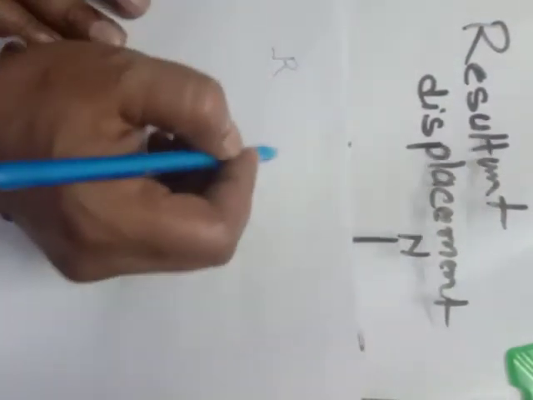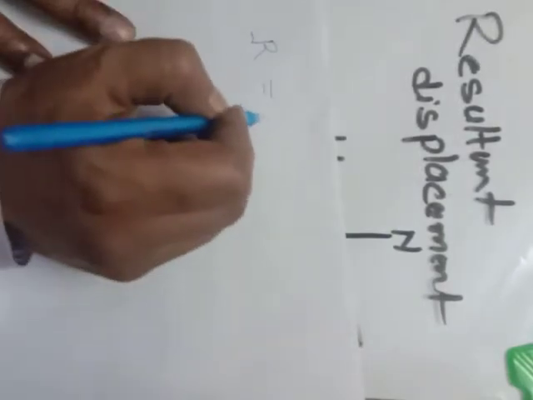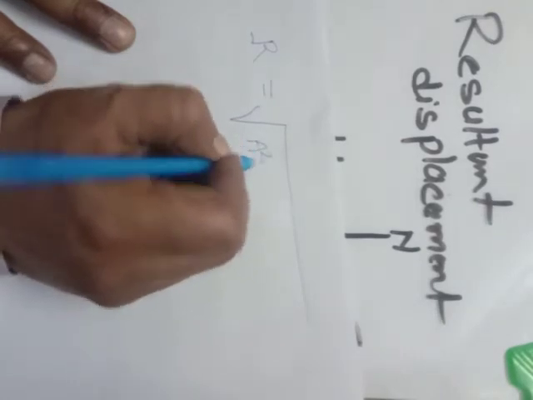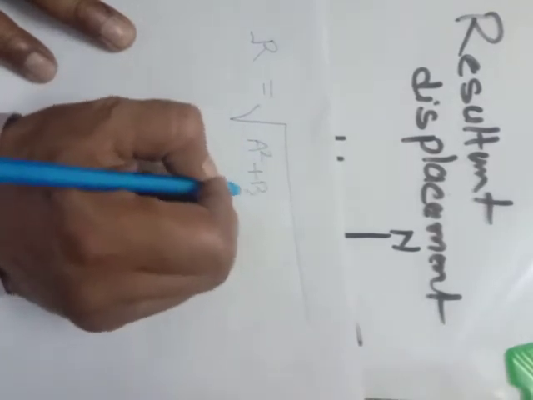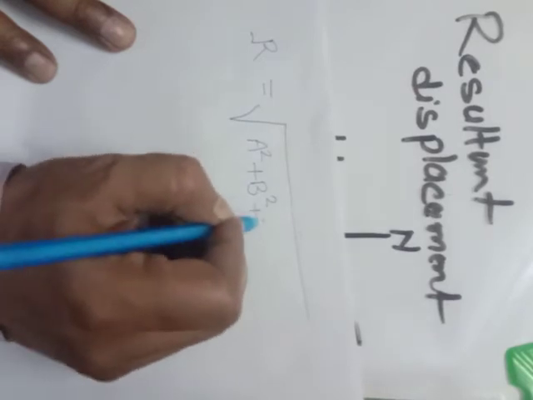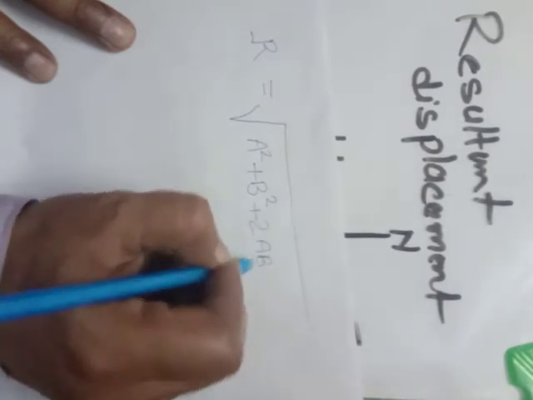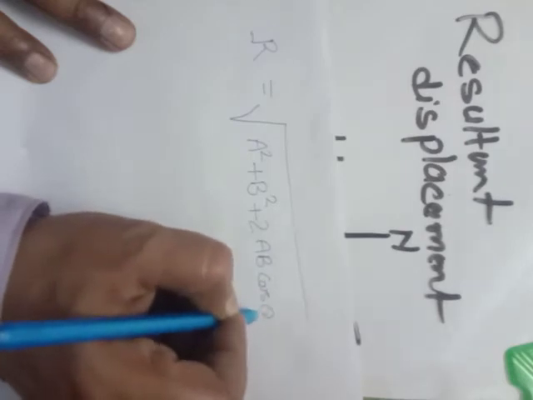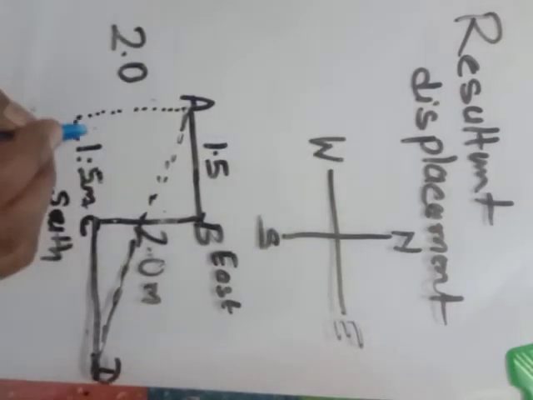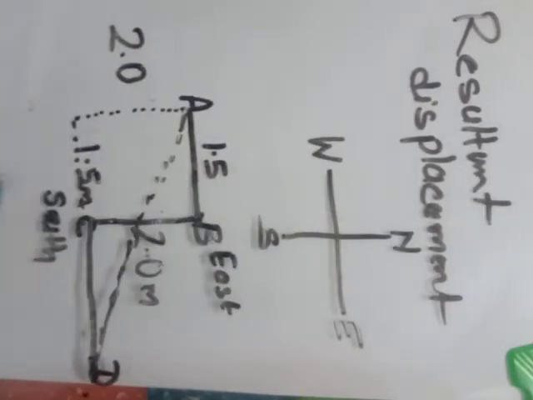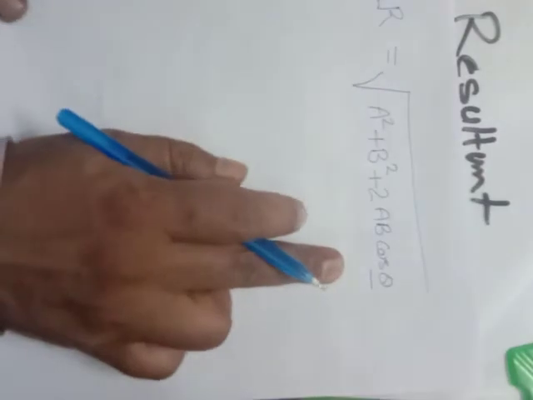By using the vector addition formula, what do we get? Resultant R equals under root A square plus B square plus 2AB cos theta. Here theta is 90 degree, so cos 90 degree is equal to 0.